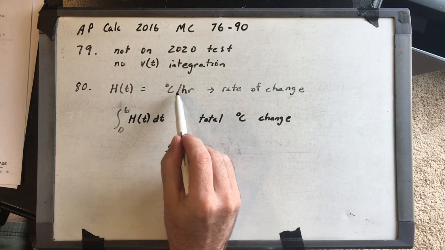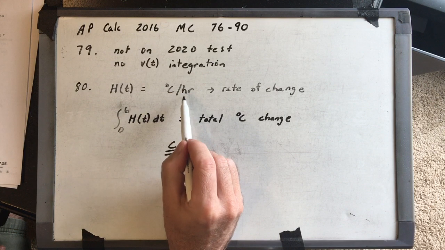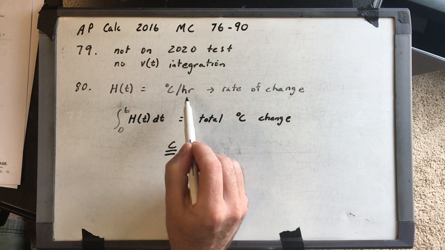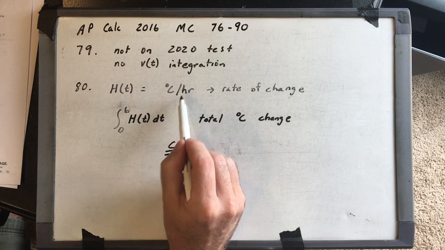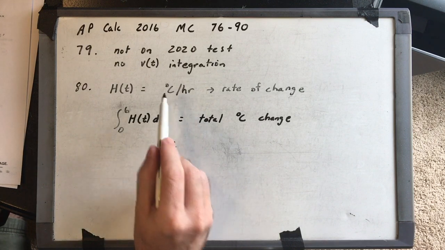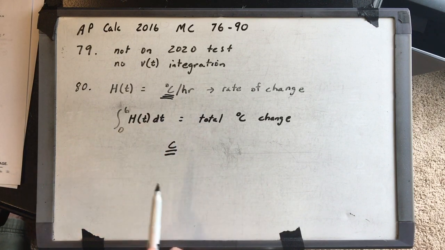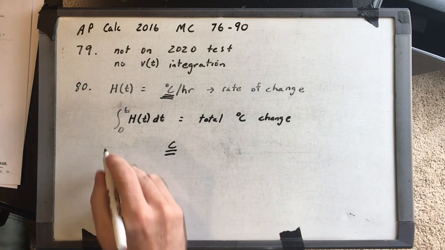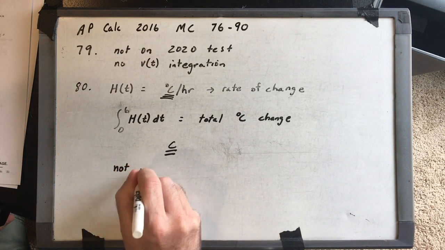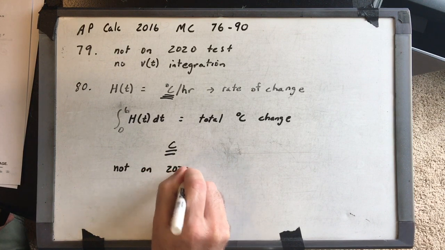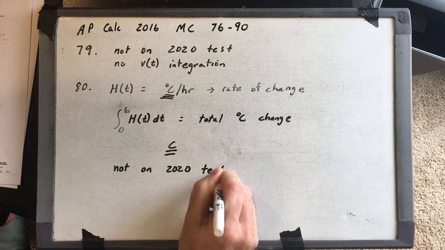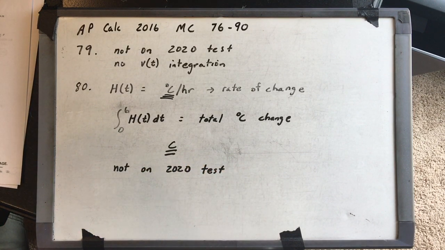So think about the units. Degrees C per hour, that's a rate of change. It said that in the problem description. So if I integrate that, I go up a level and just get total degrees C. So you can solve it with units, but I don't think one like this will be on the 2020 test. I'm definitely sure about the last one, but this one, I just don't think it will be.